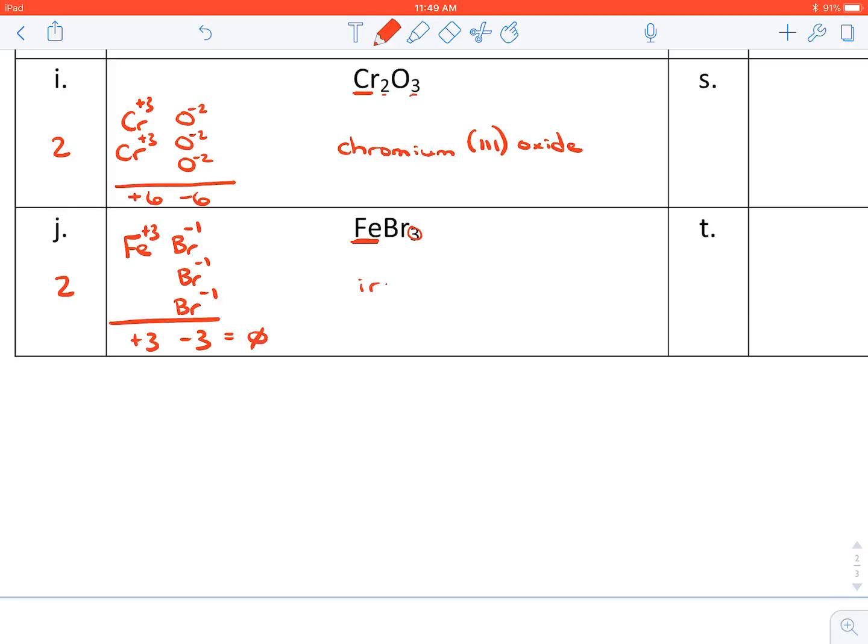So we're going to say iron 3 bromide. So probably the toughest thing to remember here is that this Roman numeral is the charge. And so we have to find it. We can either use the mathematical way or we can do the reverse crisscross.